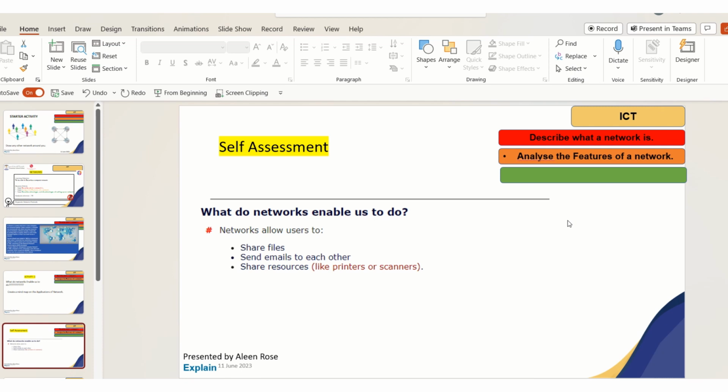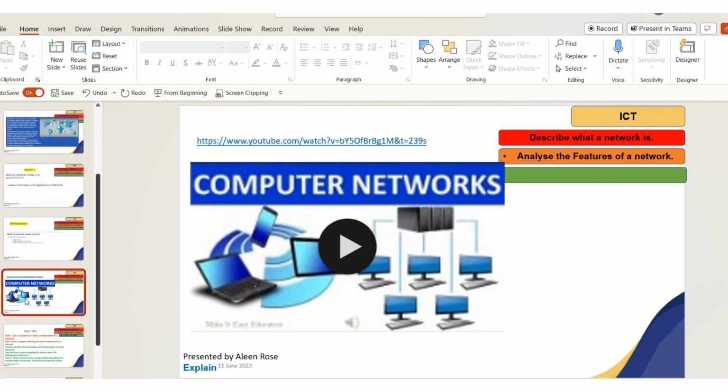What are the major feature, function, or advantages? The network allows the devices to communicate, share files, data, share resources. It can be any peripheral devices or memory. So these are the major advantages or functions of network. We learned LAN and WAN in the previous lesson. So this is about network.